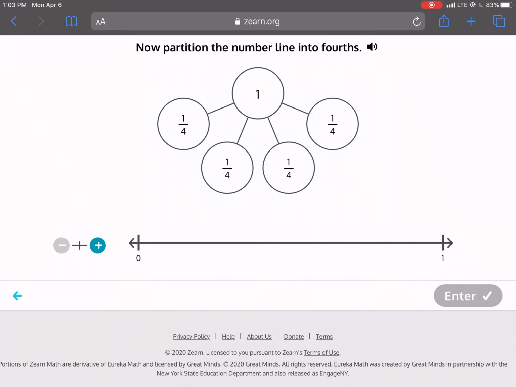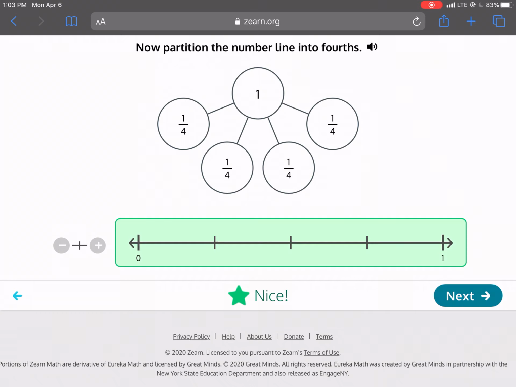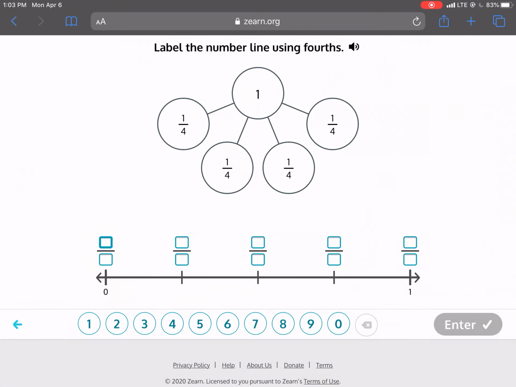Now partition the number line into fourths. We need 4 pieces. Label the number line using fourths. At 0, we have 0 fourths. At the first tick mark, we have 1/4. Then comes 2 fourths. Next is 3 fourths. Finally, at 1 whole, we have 4 fourths because 4 fourths is equal to 1.